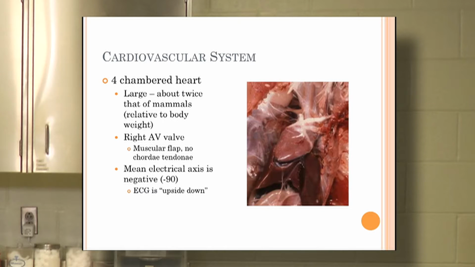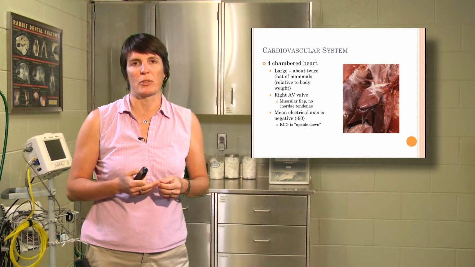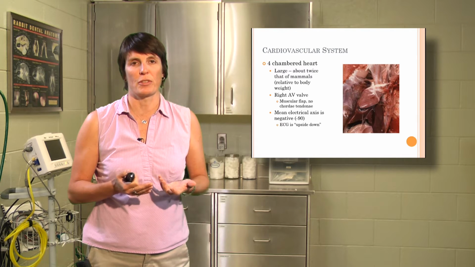So if you look at the picture here, it looks more or less like a mammal heart, but the right AV valve of birds does not actually have chordae tendineae. It's just a muscular flap, and so there's not the little strings that basically attach to it to make it open and close. In addition to anatomical differences, there is some physiological differences as well.